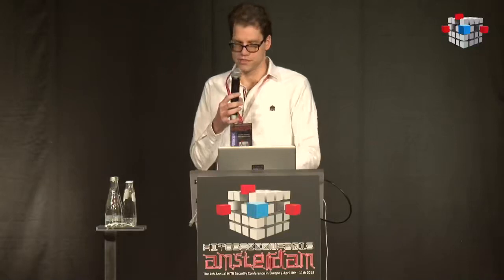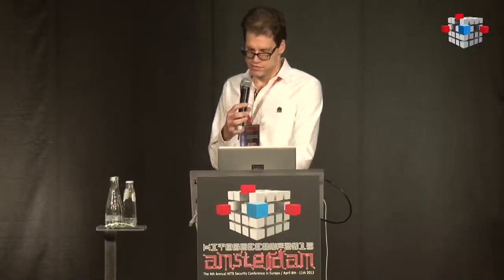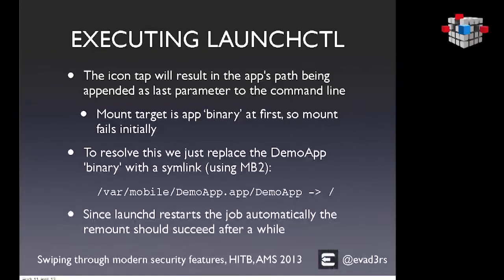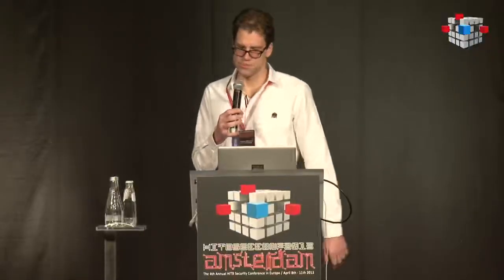So what actually happens is that the mount command will try to mount the root file system to the app binary, which of course doesn't work because it's not a folder. So this initially fails. To resolve this, we use the mobile backup trick again and change the actual script with a symlink pointing to the root file system. And this way we will get the root file system remounted.